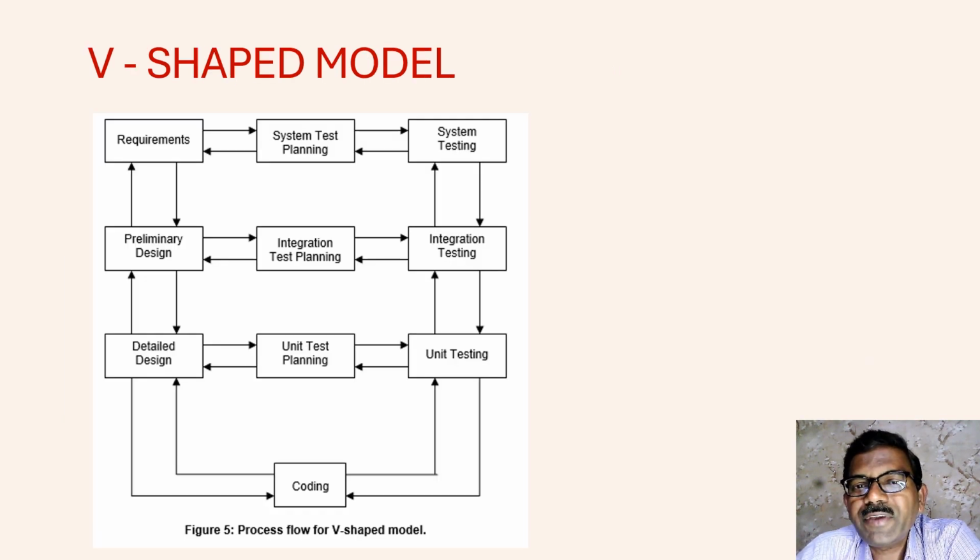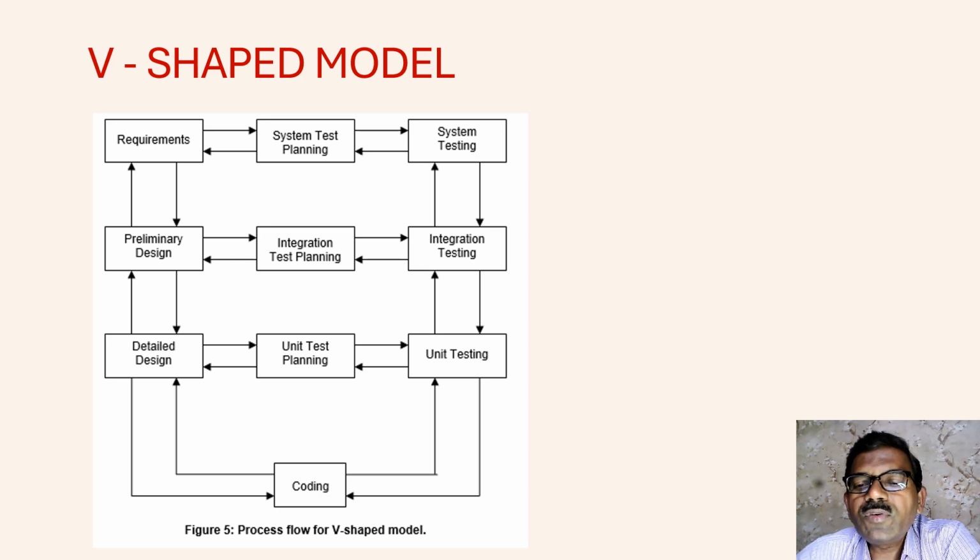The next model is the V-shaped model. This is a very interesting model and a rather useful model too. Here you feel there are a lot of blocks which are interconnected, with feedback connections from one block to another. But primarily you can say there are three layers: unit testing, integration testing, and system testing.